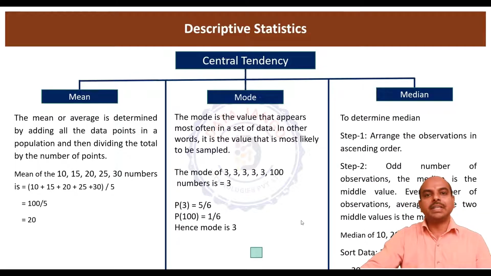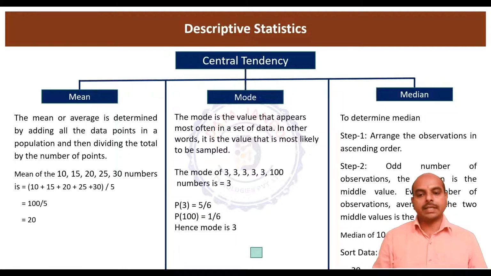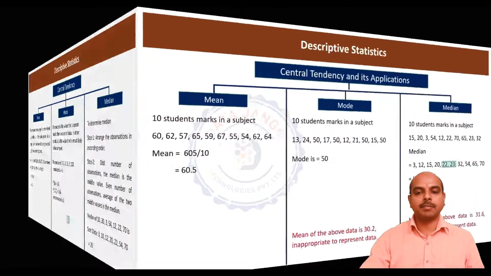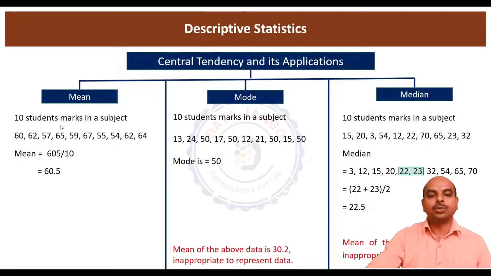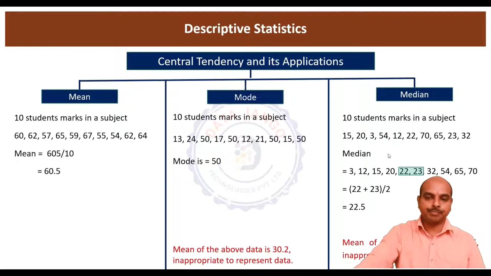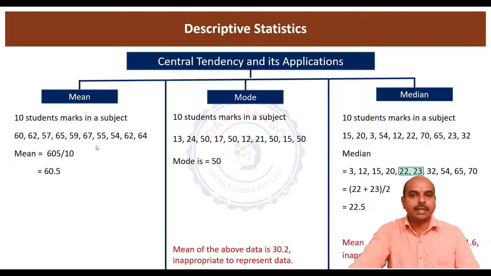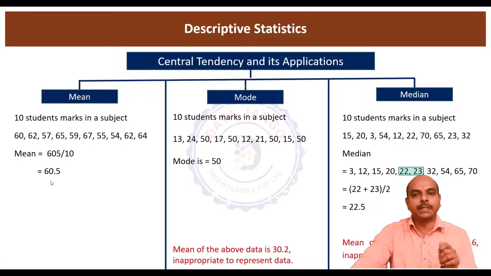But why do we need three measures of central tendency? Let us take one example and try to understand. Here I have taken 10 students' marks. In one case I have taken mean to represent the data. In another case I have taken mode to represent the data. In another case I have taken median to represent the data. Why? Because in the first case the data is very close. If you look at the data, the minimum number is 57 and the maximum number is 67. The total data is spread between 57 and 67. If you take a mean, it is giving you 60.